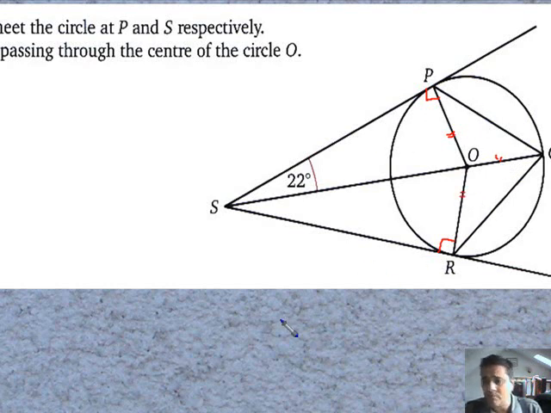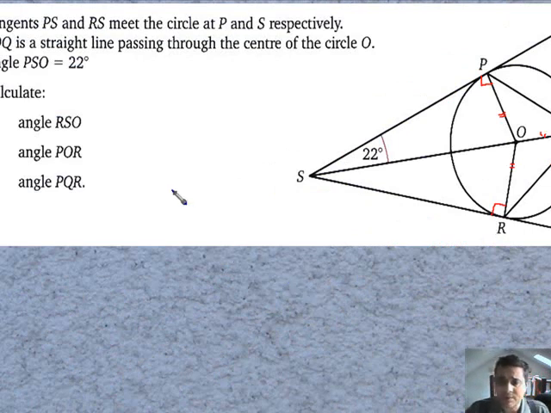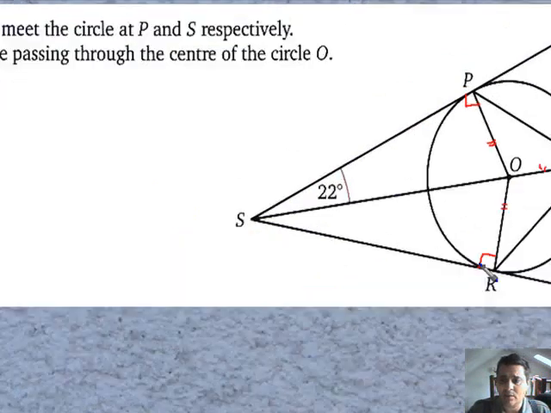Here's another radius, therefore that's 90 degrees, and these are all isosceles triangles. I know it looks a little bit like a boiled egg. I sort of squashed it a bit there. Never mind, that's what we've got at the moment. It says calculate angle RSO. That's RSO.